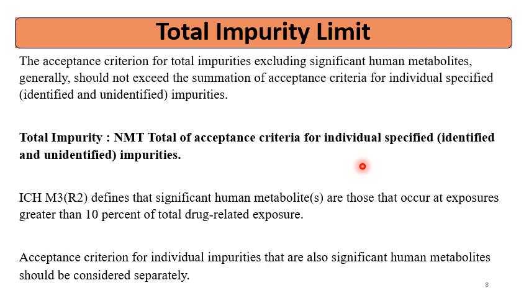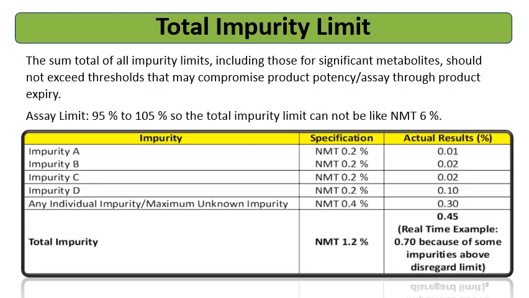Now the acceptance criteria for individual impurities that are also significant human metabolites should be considered separately. Why is the separate requirement there if the impurity is a significant metabolite? Because generally if the metabolite is more than 10% of the total drug exposure, it is considered significant. And if it is a significant metabolite, it may have exposure more than the impurity limits specified in guidelines like ICH Q3.